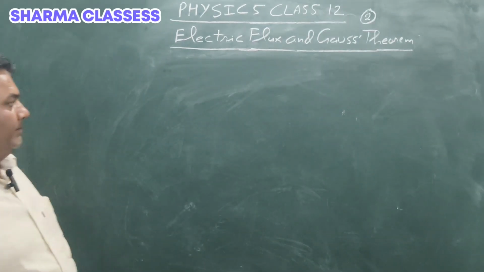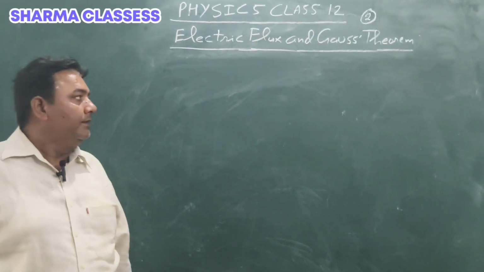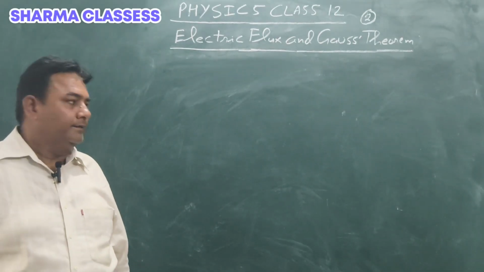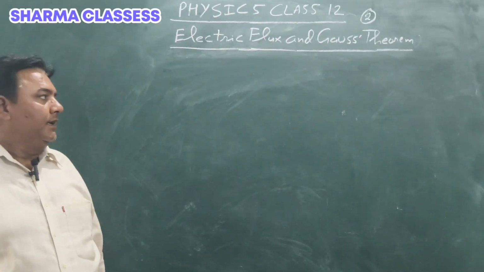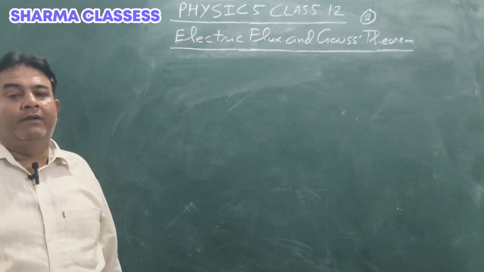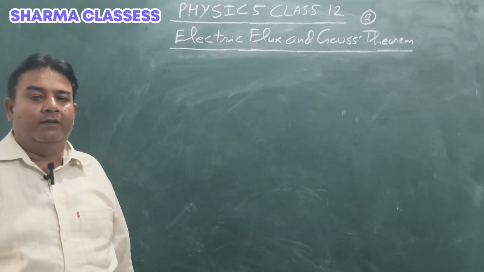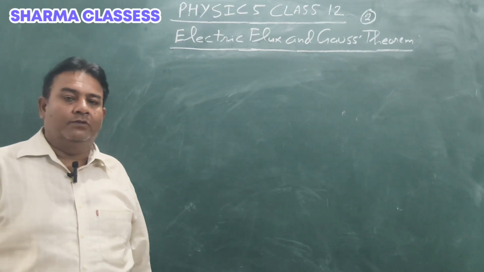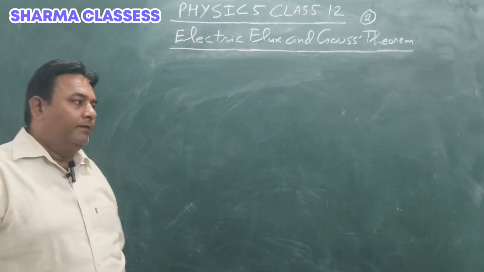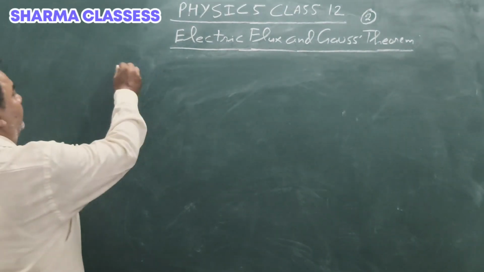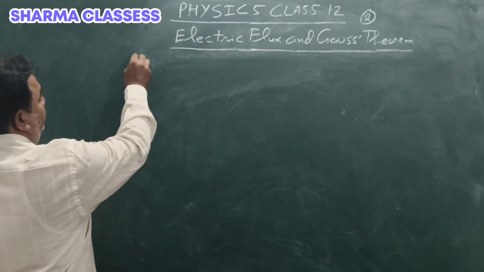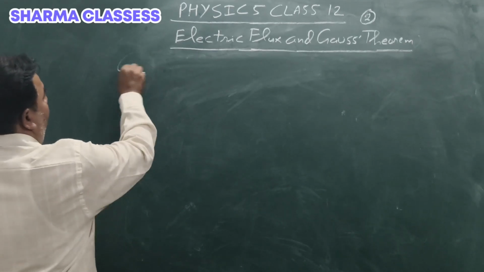What is Gauss theorem? In video number 1 you read about electric flux, and in electric flux it is said that when any closed surface is placed in an external electric field, then the electric flux passing through it is phi equal to integration of E dot dA. Gauss theorem is related to the closed surface when it is placed in the external electric field.